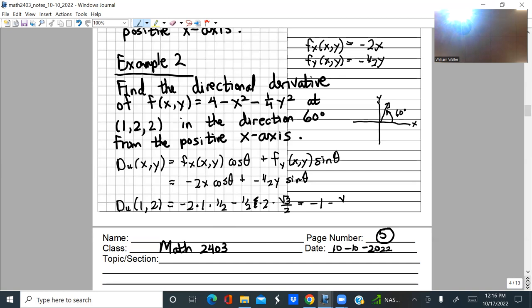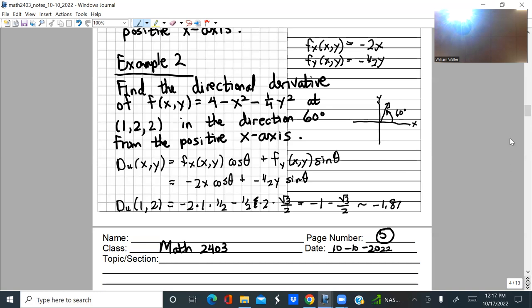Is that minus the square root of 3/2? What is that approximately? Is that like minus 1.8 or something like that? About? 1.87? Oh, okay. All right. So apparently in this direction, our surface is falling.